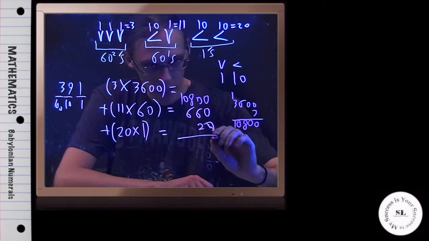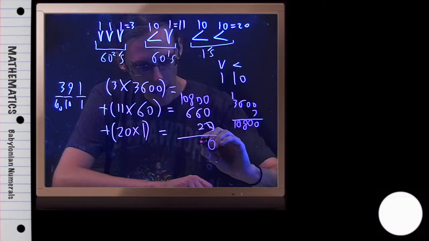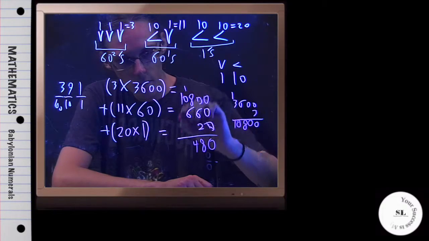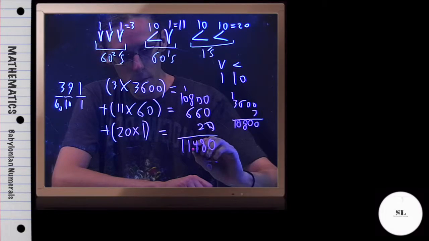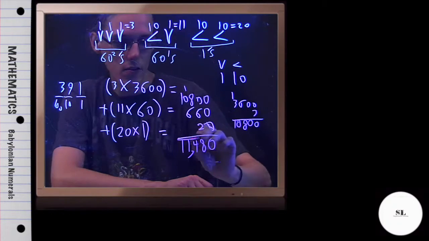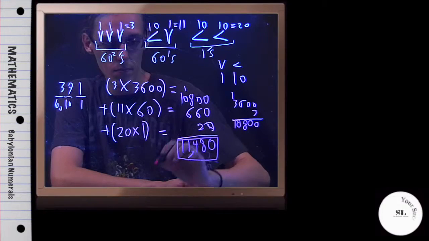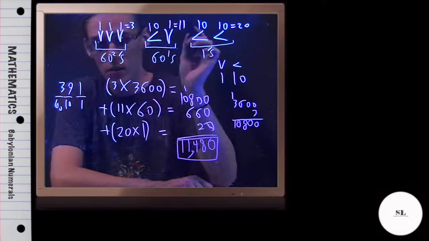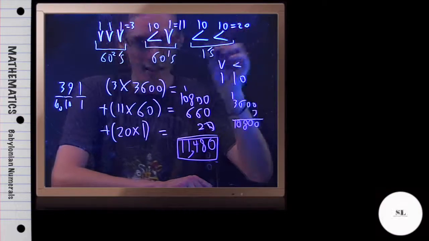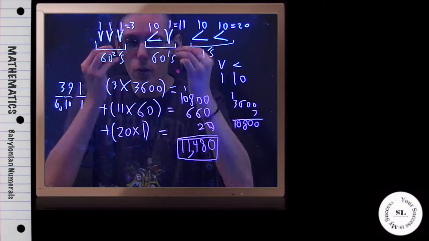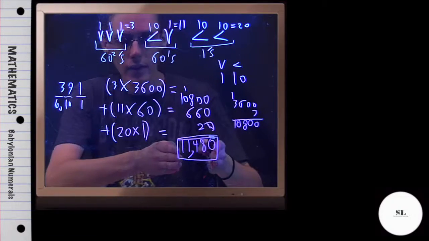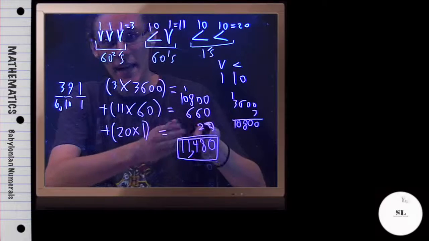Add this up, we're getting 0 here, 8 here. This is 14, and I'm going to carry the 1. And this becomes a 1 and a 1. So we get 11,480. What does this mean? This means that this right here, down wedge, down wedge, down wedge, space, left wedge, down wedge, space, left wedge, left wedge, is how the Babylonians would have written and understood the number 11,480. And that is this example.